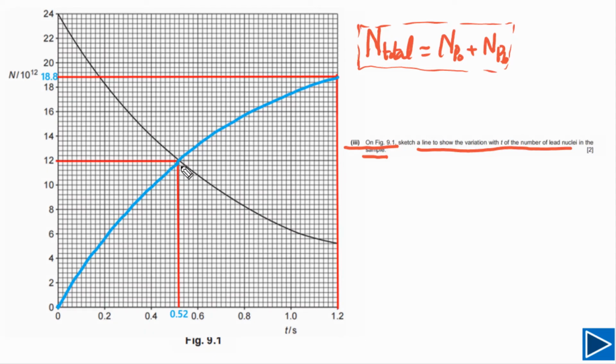Now if you look at this point, we have 12 nuclei of lead and we have 12 nuclei of polonium. And if you look at t is equal to 0, we have 0 nuclei of Pb and we have 24 nuclei of polonium. And this is true. You can also check at any point. This has to be true. So this is how you need to sketch the curve. So this is the blue curve you have to sketch. So this is for number of nuclei of lead. So this curve you have to sketch.